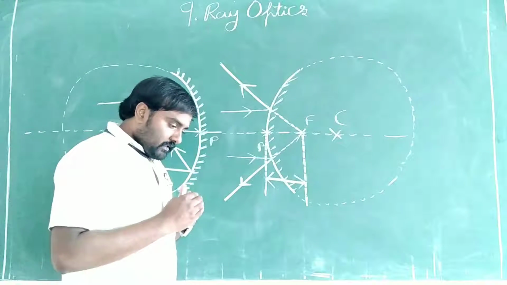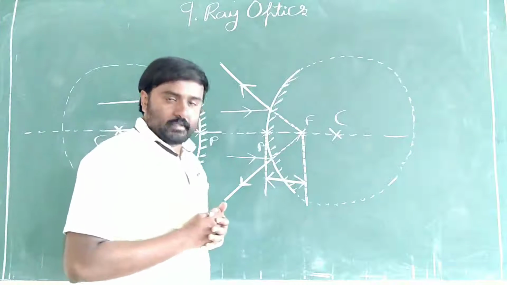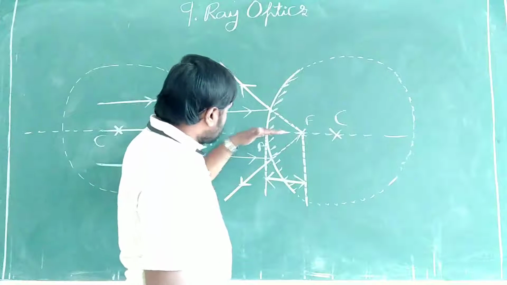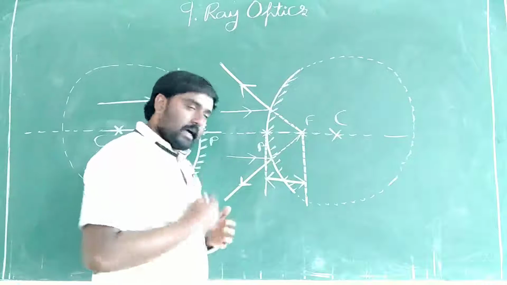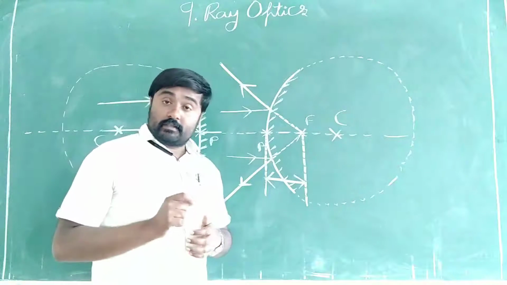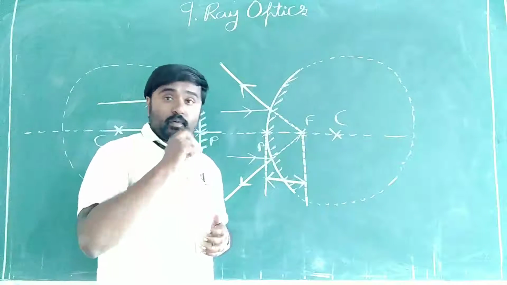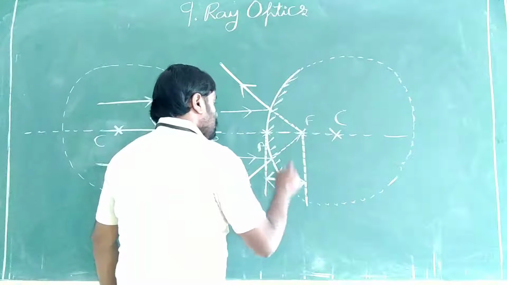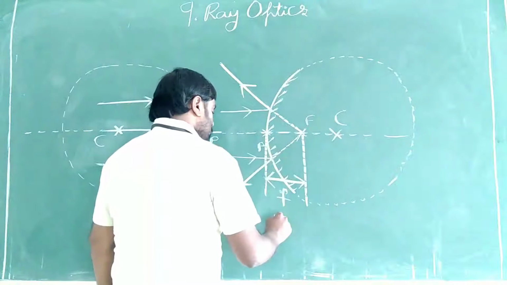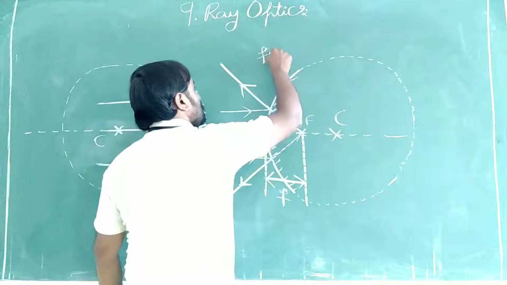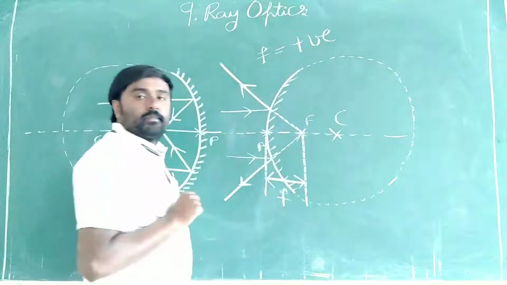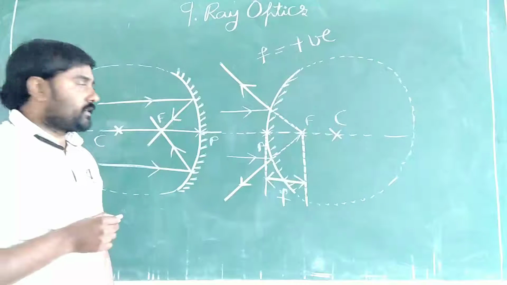So if the distances are measured in the direction of incident light, such distances are taken as positive. So here in the convex mirror, the focal length is positive.